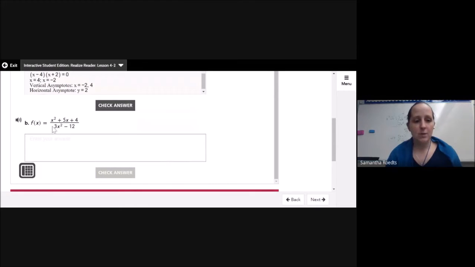Okay, I have f of x equals x squared plus 5x plus 4 over 3x squared minus 12. Again, for vertical, I set 3x squared minus 12 equal to 0. I can factor out a 3. This is the difference of two squares. So that tells me x equals -2 and 2. Those are my vertical asymptotes. Now the numerator, x squared plus 5x plus 4.